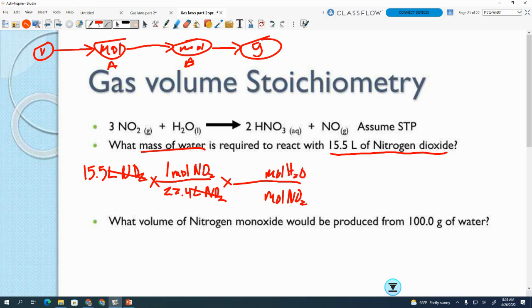Mole ratio. So where do I find my mole ratio? In the equation, 3 to 1. So for every one of those, there's 3 of those. And then ultimately, I need to get to grams of water. So what am I going to use to get from moles of water to grams of water? Molar mass. And that's all we would have to do to solve it.